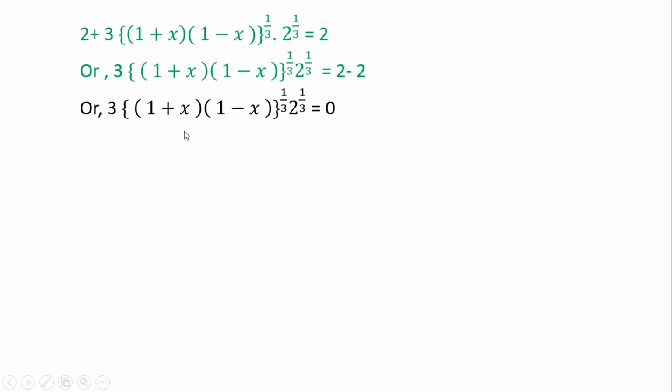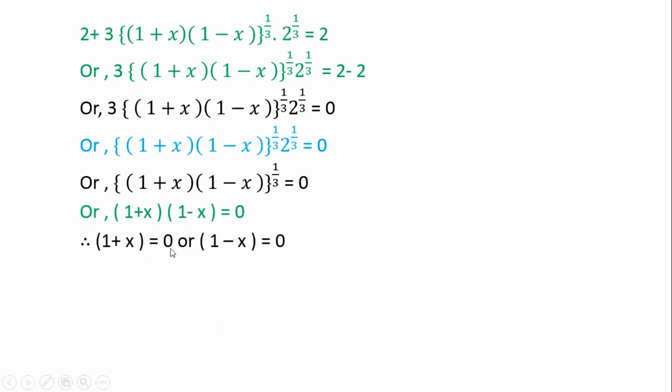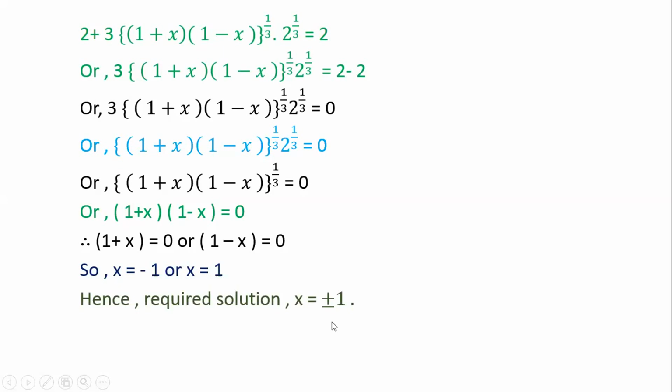So we get this equation. If we divide this equation by 3, then we get this equation. If we divide this equation by 2 to the power 1 by 3, then we get this equation. If we take cube on both sides of this equation, then we get 1 plus x into 1 minus x. From this, we get 1 plus x equal to 0, 1 minus x equal to 0. So here x equal to minus 1 or x equal to 1. So finally, we get x equal to plus minus 1, which is our required solution.